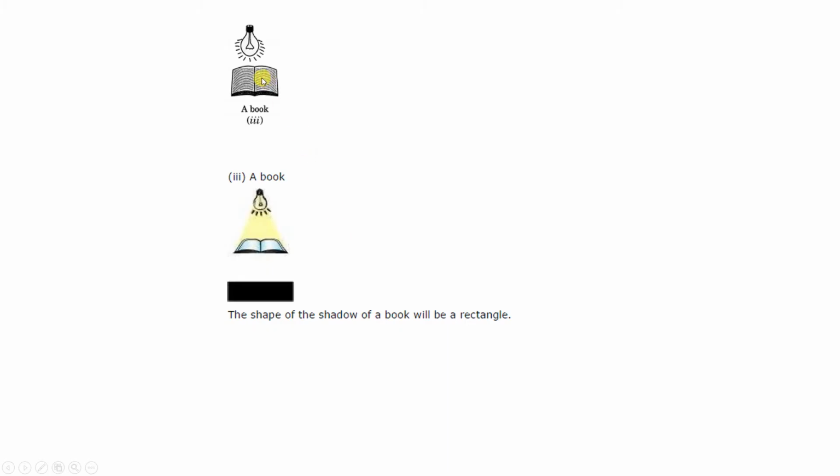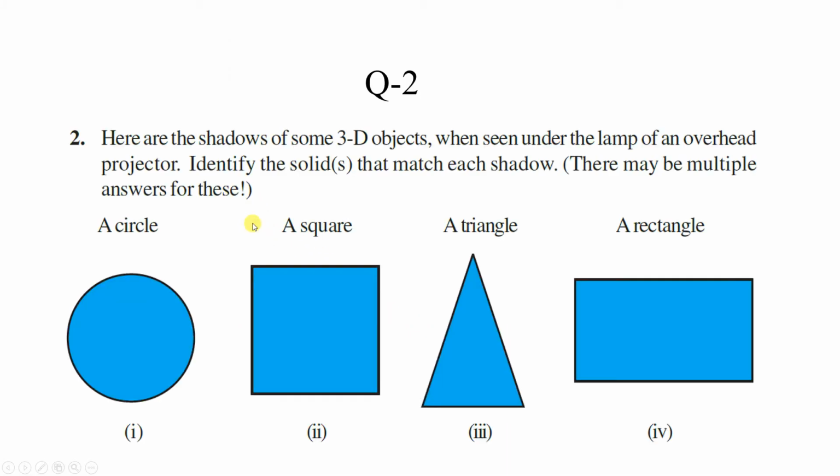Next, third one, a book. Here a book is there and the bulb is above the book, its light is radiating on the book, and we can see the shadow. It's also a rectangle. The shape of the shadow of a book will be a rectangle. Now next question, question number 2. Here are the shadows of some 3D objects when seen under the lamp of an overhead projector. Identify the solids that match each shadow. There may be multiple answers for this.